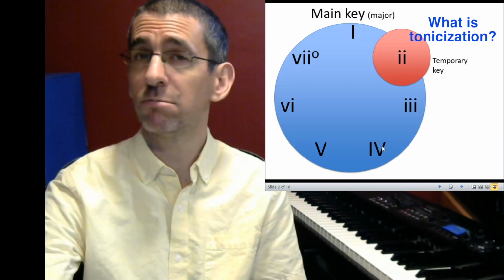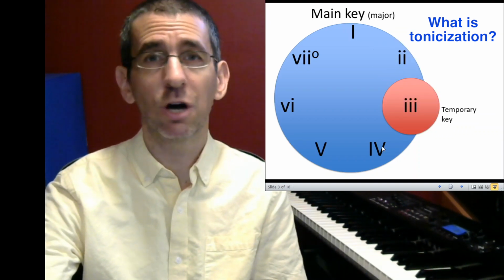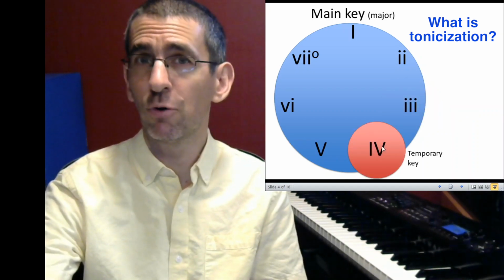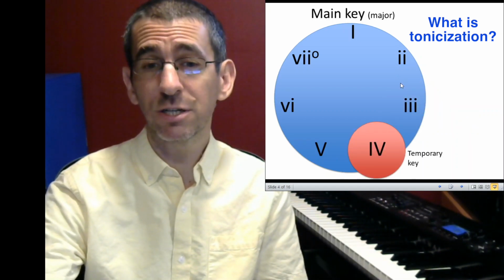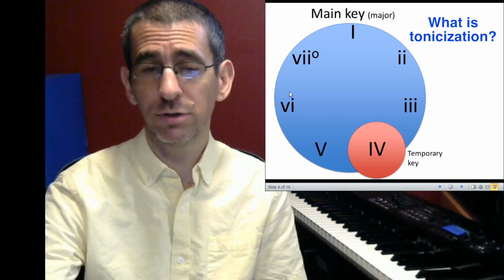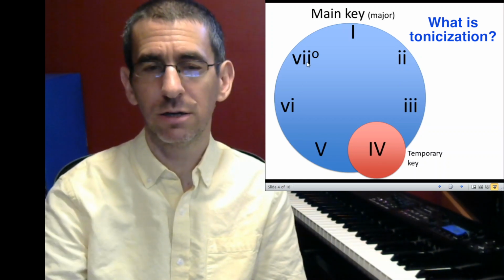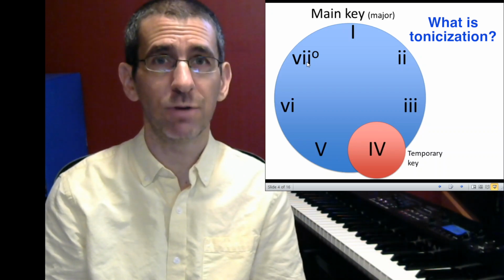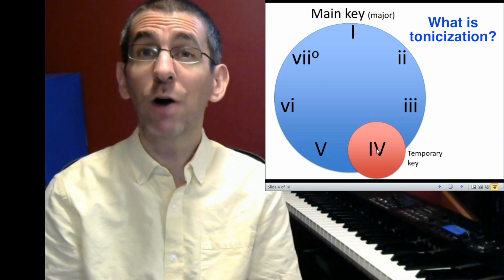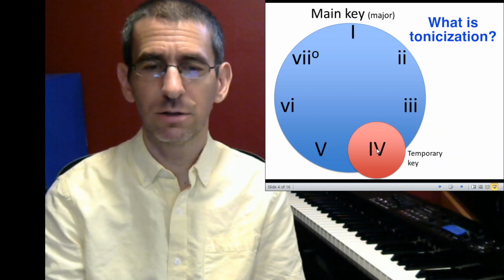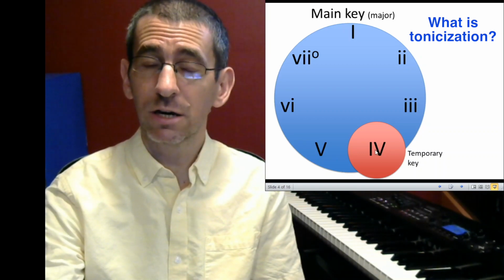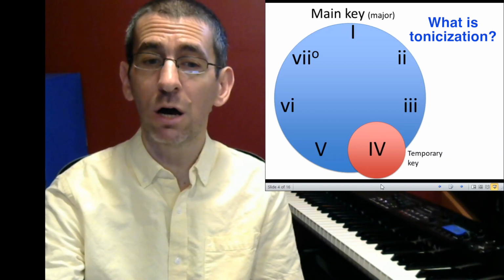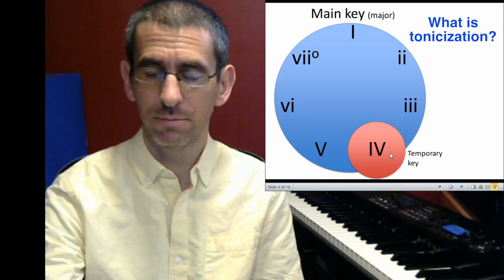You can tonicize the 2 chord, you can tonicize the 3 chord, the 4 chord. In fact, you can tonicize each one of these chords except for the diminished triad, because there's no key whose tonic is a diminished triad. So how do we make this chord shine? We're making it sound like a tonic by using chords that belong to this temporary key.